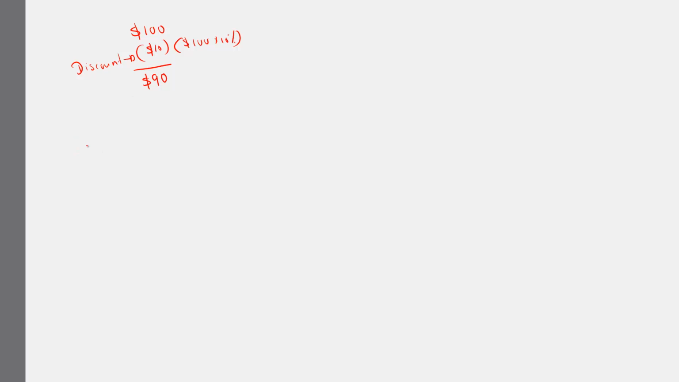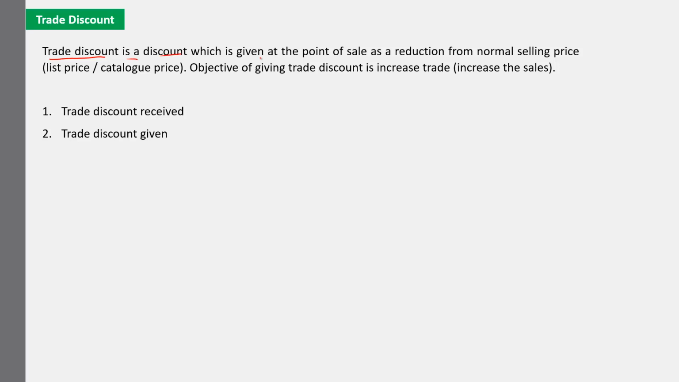If you take discounts, there are two types of discounts that we will be focusing on. What are the two types of discounts? One type is called trade discount, and the other is called cash discount. Now let's learn about the trade discount. Trade discount is a discount which is given at the point of sales as a reduction from the normal selling price or the list price. We will call it the catalog price also. So what is this trade discount? Trade discount is a reduction that we get at the time of purchase, or that we give to our customers at the point of sales.